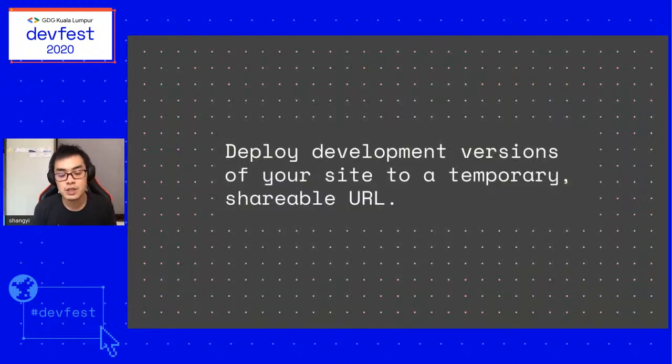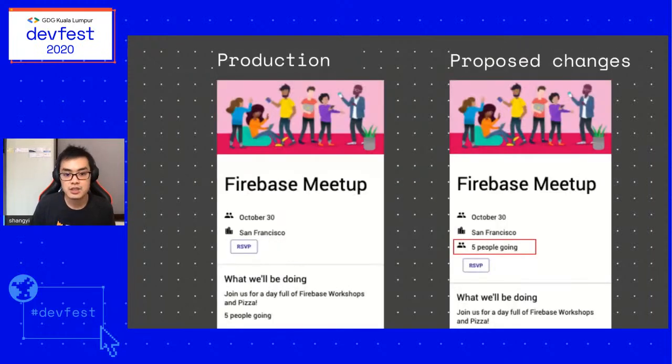So let's take a look at one use case that is commonly requested by users. They want to be able to deploy a test version of a site before it goes into production. So how do we actually do it, right?